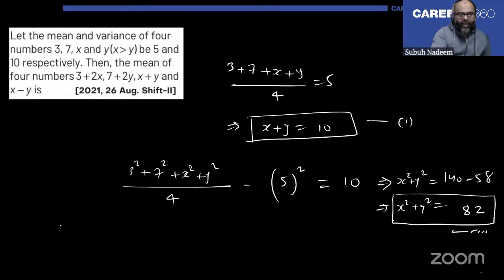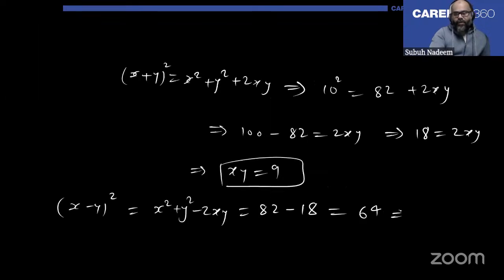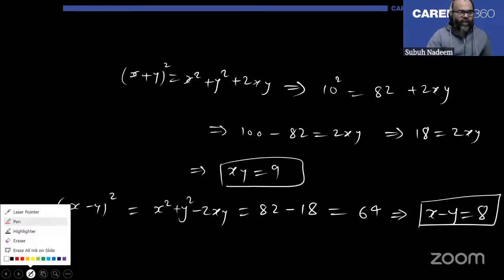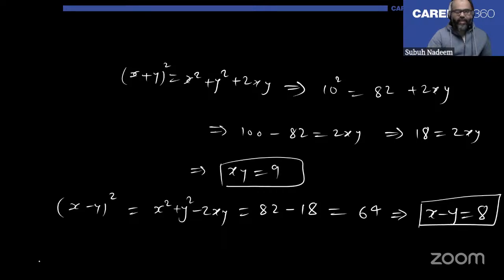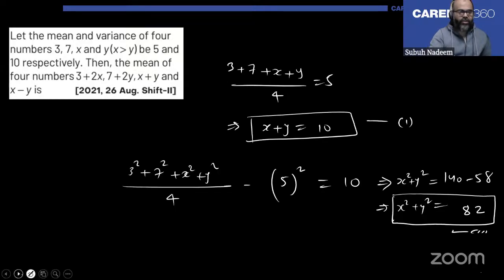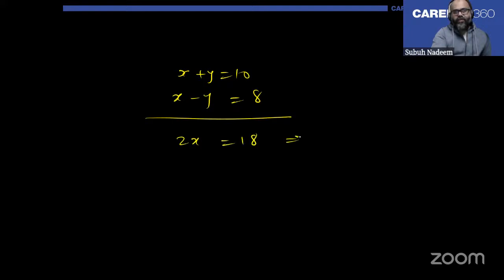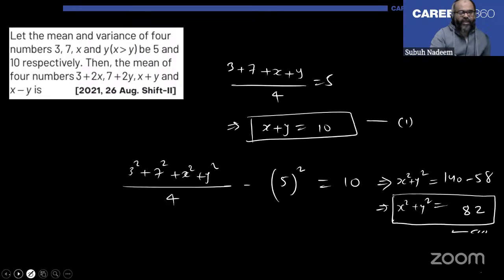It is given that x is greater than y. So that means x minus y will come out to be 8, not minus 8, but plus 8. So if we have found x minus y as 8 and x plus y was 10, so we add them, we get 2x is equal to 18, which means x is equal to 9. And if we take x is equal to 9, y will become 1. So these are the values of x and y.